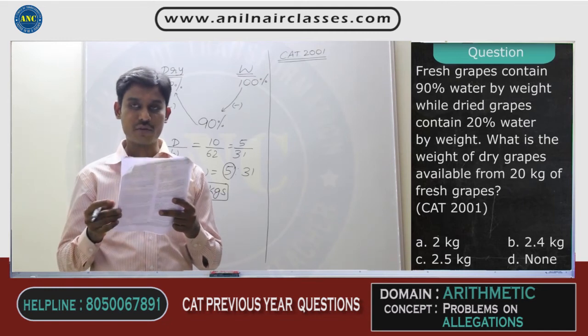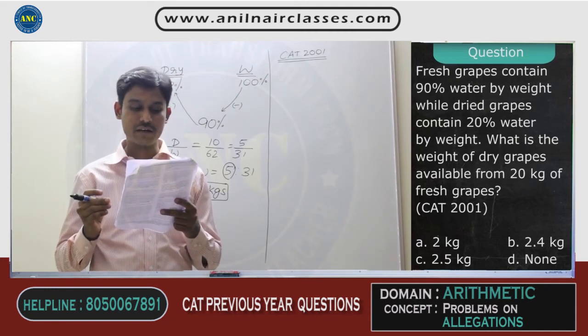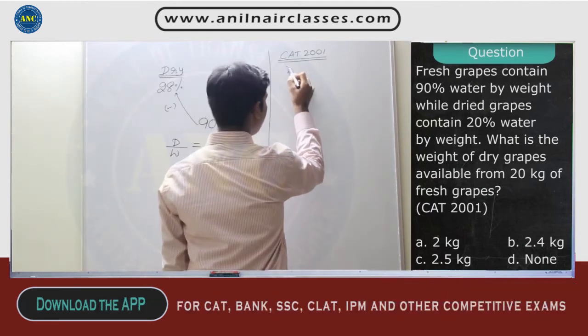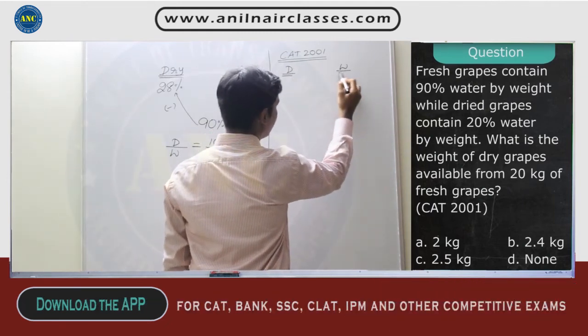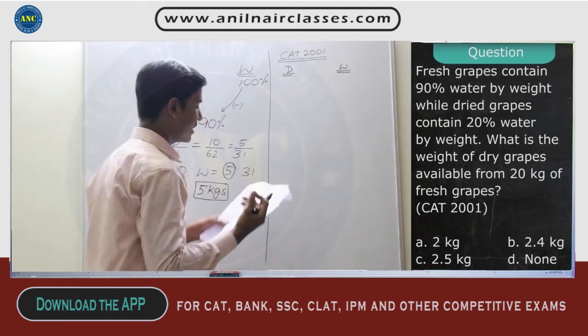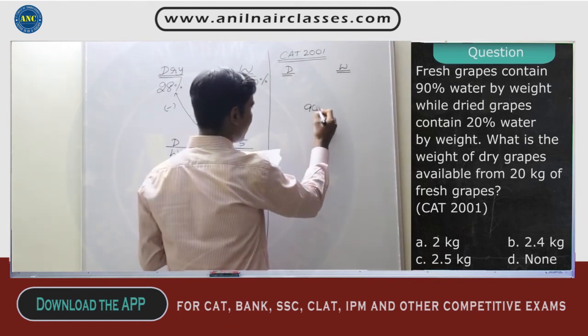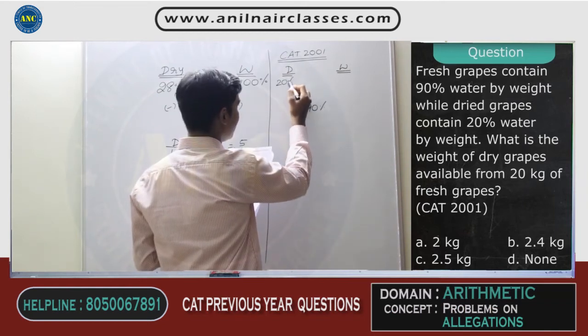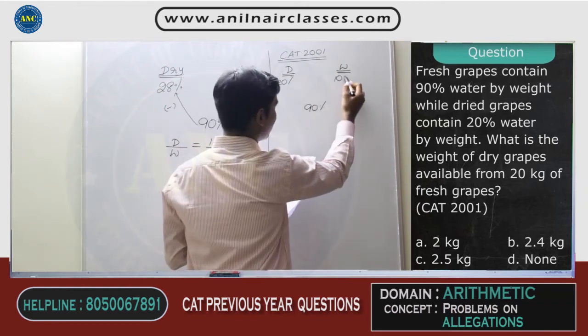What is the weight of dry grapes available from 20 kgs of fresh grapes? Now same logic. If I combine dry and water, I will get fresh quantity. Now, fresh dates contain 90% water. This is given as 90 resultant. While dry dates contain 20%. This is given as 20. Water contains 100% of water.